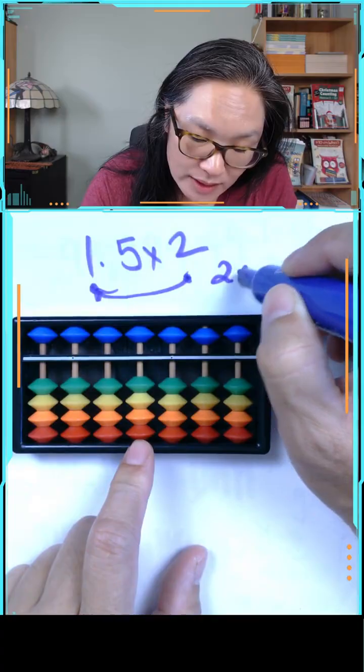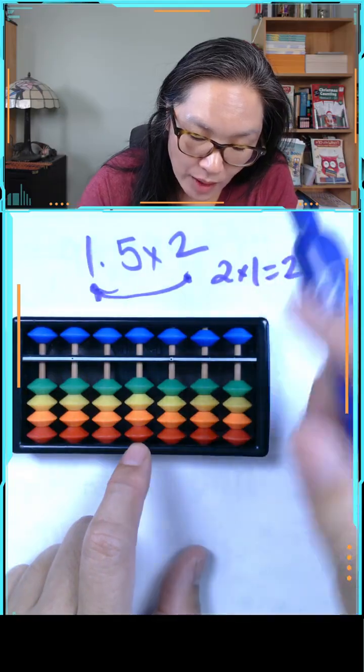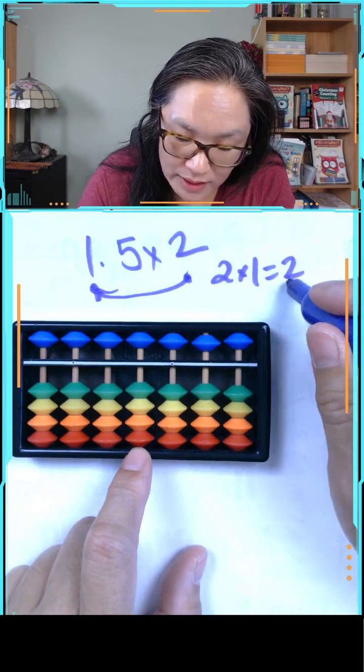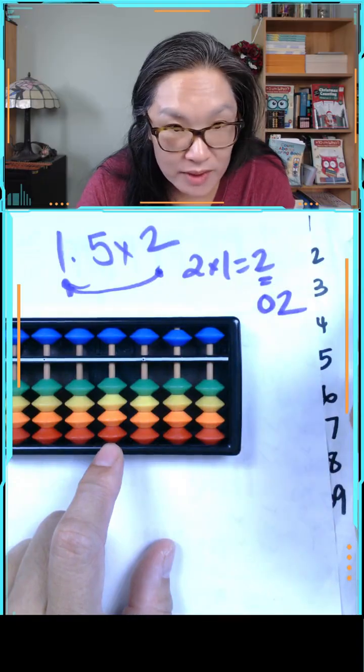So 2 times 1 is equal to 2. So I put 2 on the abacus. What we do is we actually put it as 0, 2. Since it's a single digit, we need to make it a double digit. A double digit becomes a 0, 2.